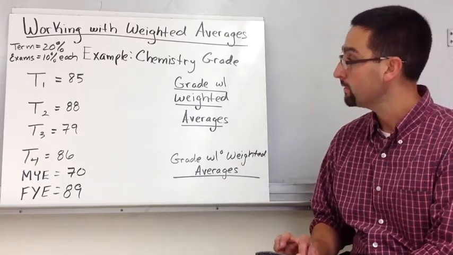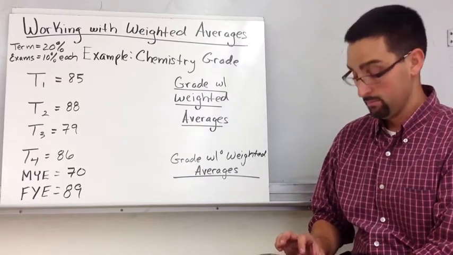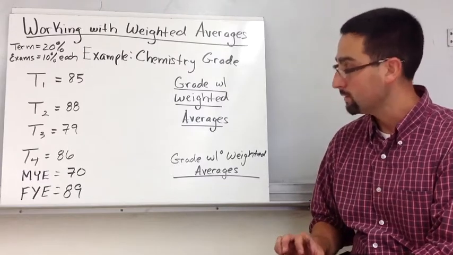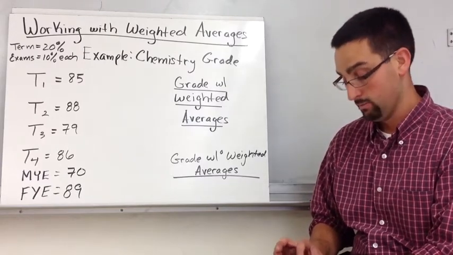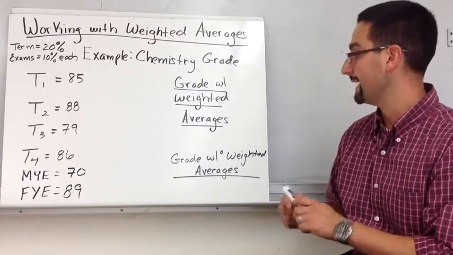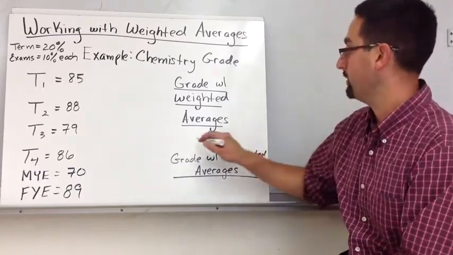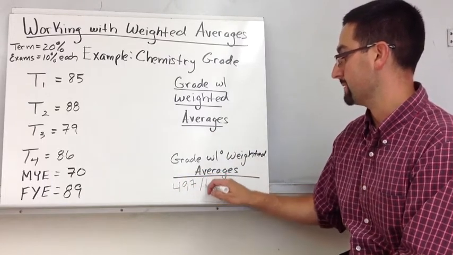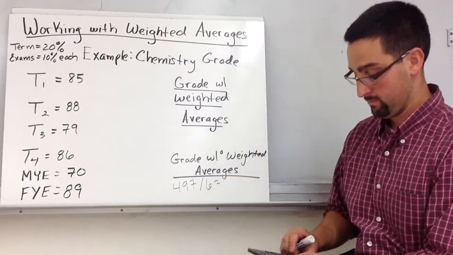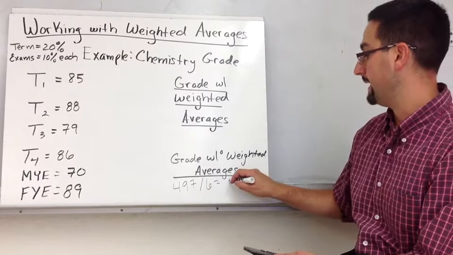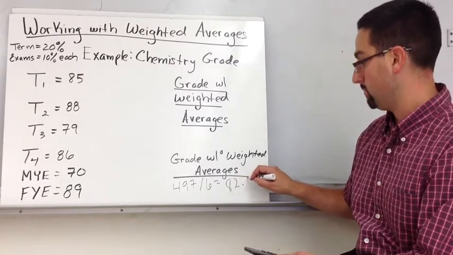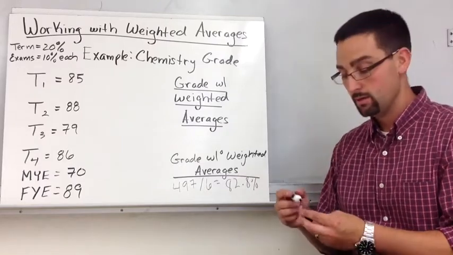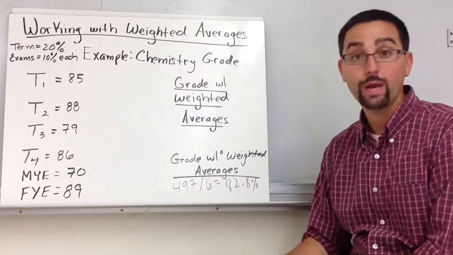So 85 plus 88 plus 79 plus 86. Please check me at home and get the right answer here. Plus 89. I get 497. Divided by 6. This person's going to get an 82.8%. So this person's looking at a B minus grade, okay, without weighted averages.